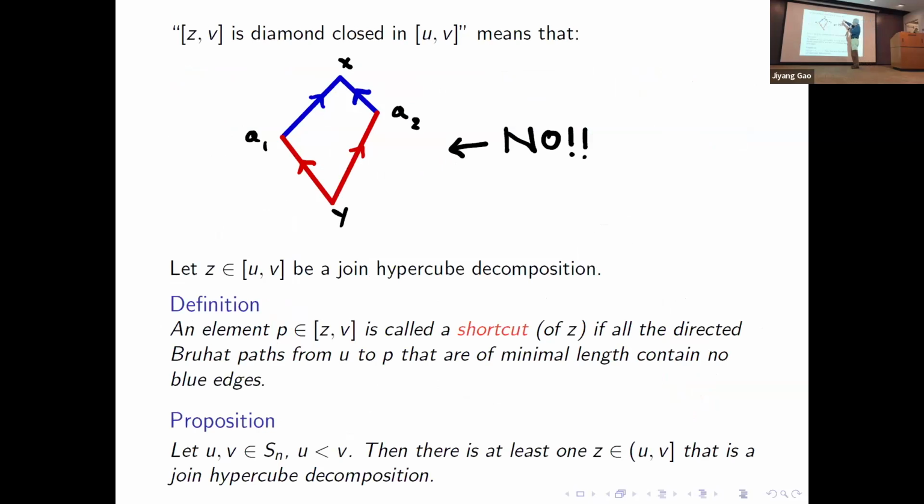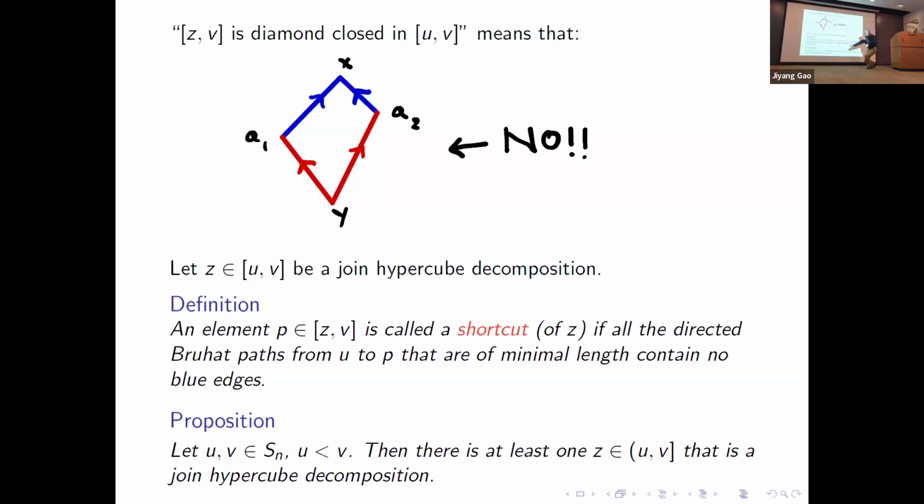To say that this is diamond closed is much simpler. It says that you will never see in your color diagram something like this. You will never see a diamond with the top two edges blue and the bottom two edges red. So now take a joint hypercube decomposition. I'll call an element P between Z and V a shortcut if all the directed paths from U to P that are of minimal length contain no blue edges. They're made entirely of red edges.